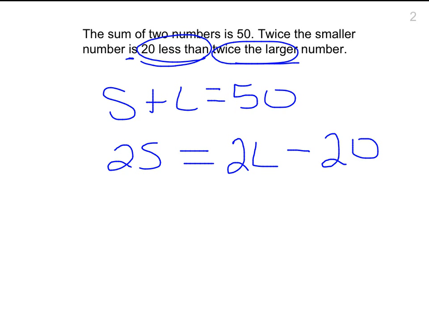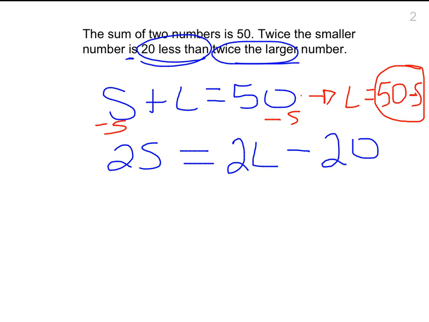So what you're going to do here is you don't have one where you can just go ahead and substitute. So I'm going to change this S plus L equals 50 to be L equals 50 minus S, because all I did was subtract S from both sides. So that's a minus there. I usually subtract the smaller one because then you don't have to deal with negatives most of the time.